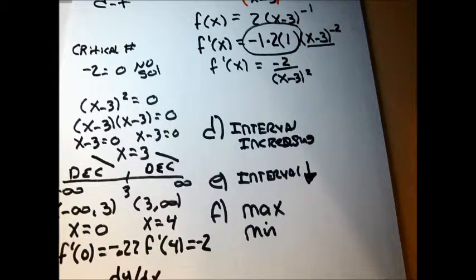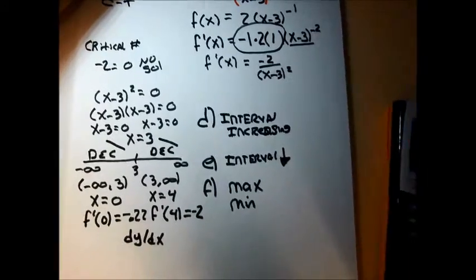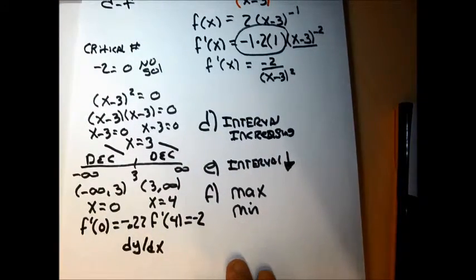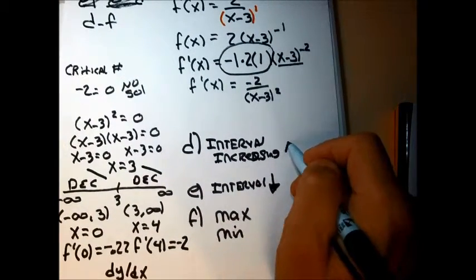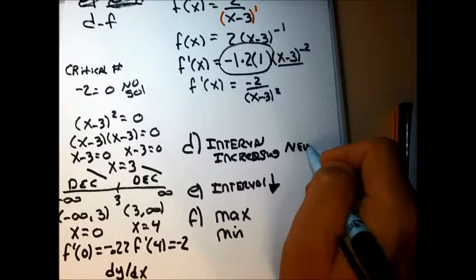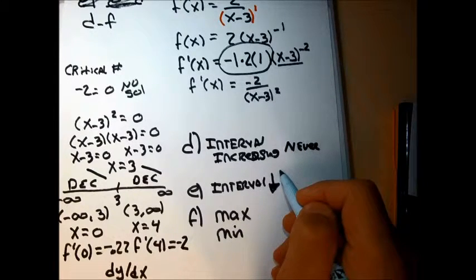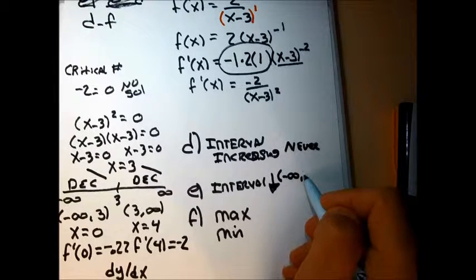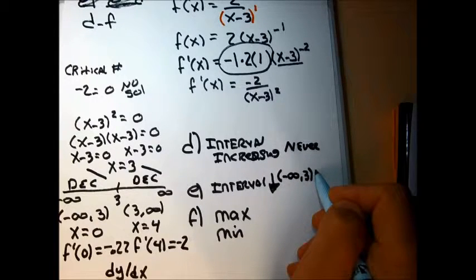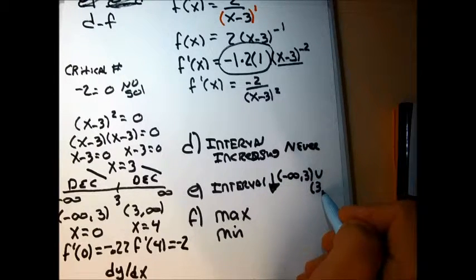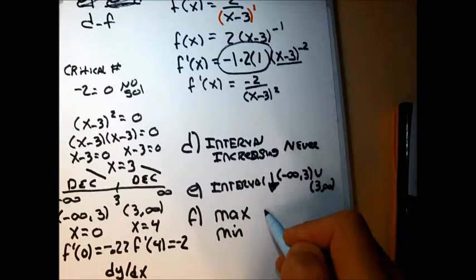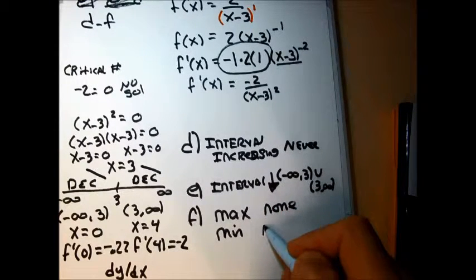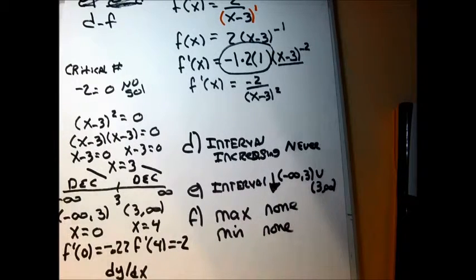The graph never changes from increasing to decreasing, so you can't get a maximum or a minimum, because you only get maximums and minimums where you change from increasing to decreasing or decreasing to increasing. So now I could answer D, E, and F. For intervals increasing, it's never. For intervals decreasing, it's from negative infinity to 3, and then union, 3 to infinity. And for the maximums and the mins, there are none of those.